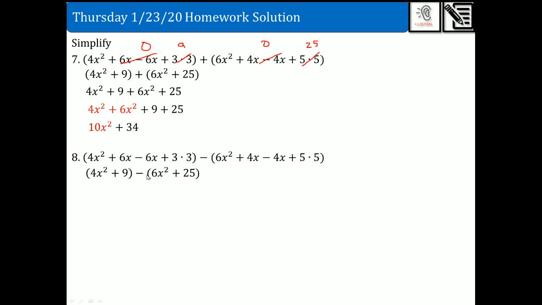In number 7, here there's a negative 1 out in front that you have to distribute. Nothing happens to the first one because you're just distributing a 1 over. But when you distribute a negative 1, it changes the sign. So it becomes a minus 6x squared and a minus 25. Rearrange certain things. Here you have the power of 2, so 4x squared minus 6x squared, and you have 9 minus 25. 4x squared minus 6x squared becomes negative 2x squared. 9 minus 25 becomes negative 16. So there you go. Those are all your answers for Thursday.